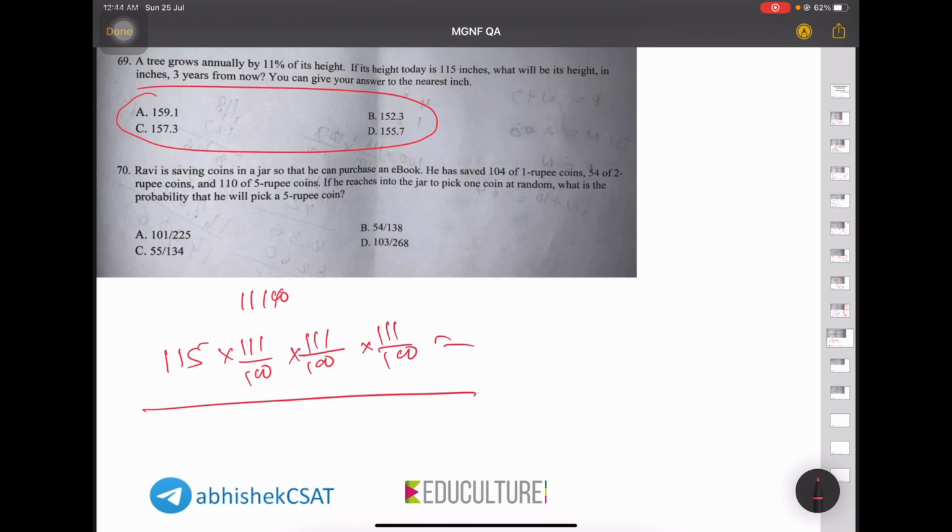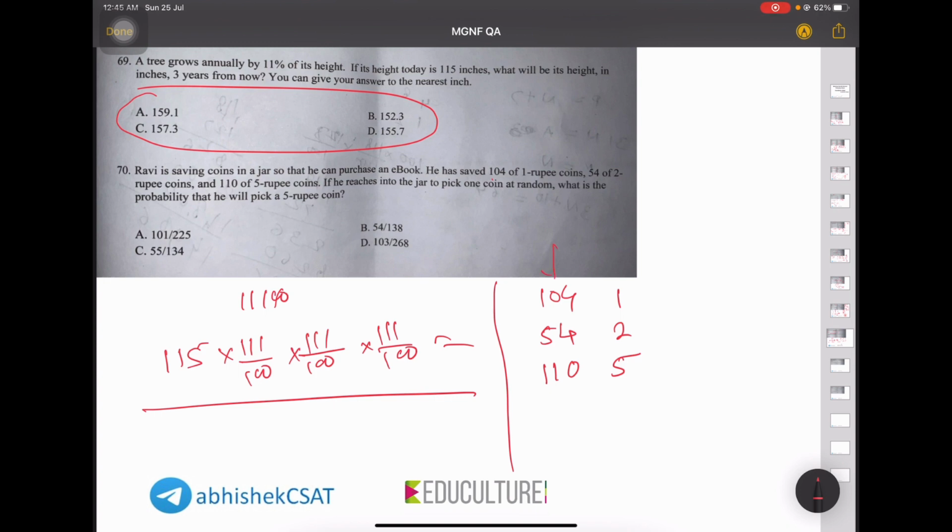Ravi is saving coins in a jar so that he can purchase an ebook. He has saved 104 of 1 rupee coins, 54 of 2 rupee coins, and 110 of 5 rupee coins. If he reaches into the jar to pick one coin at random, what is the probability that he will pick a 5 rupee coin?